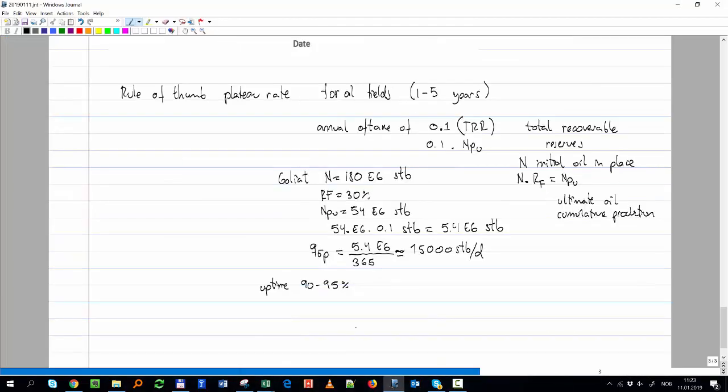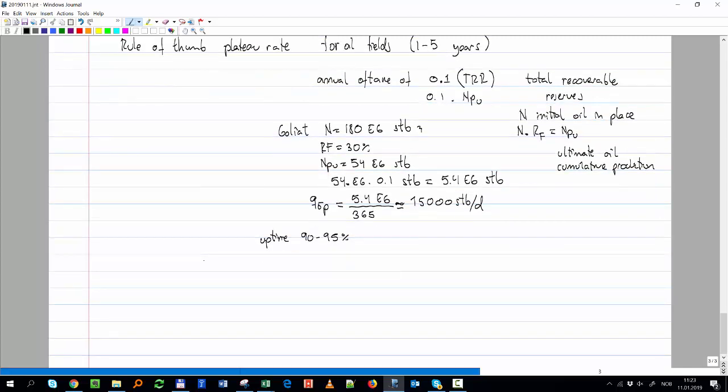That number seems a bit low. I think Goliath is producing much more. So maybe I made a mistake with this number, or with the recovery factor. But basically, that's how I get a first-order approximation of how much the field will produce. And then remember, I have to change up and down to see how that affects the economy. But that's how I get an idea of the plateau rate.